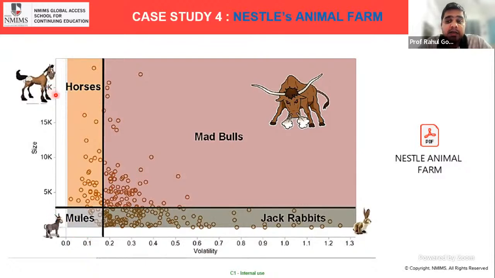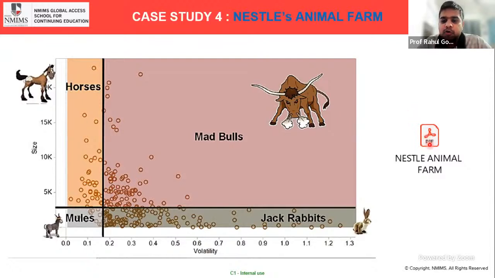And then there are some SKUs which they classify as horses, which have a big contribution to business, and their variability is also low, which means they're very easy to predict, or they can easily generate the forecast. So they do this classification, and let's see how they make certain assumptions, or how they create a unique forecasting strategy. This is that analysis.